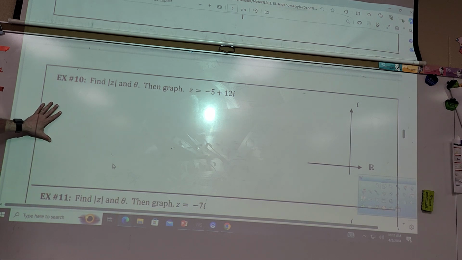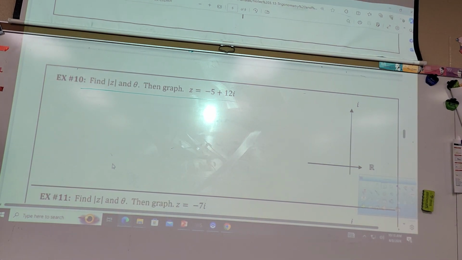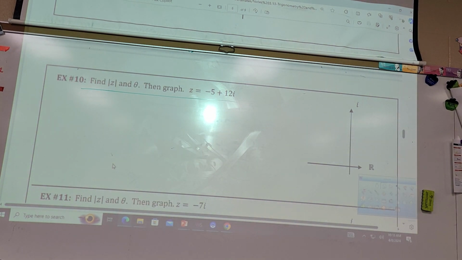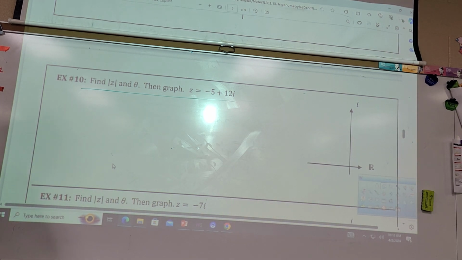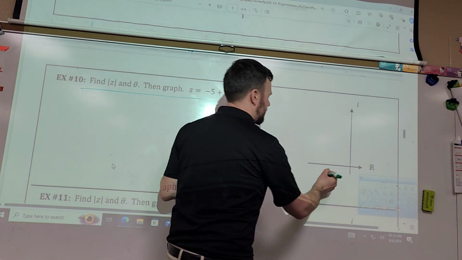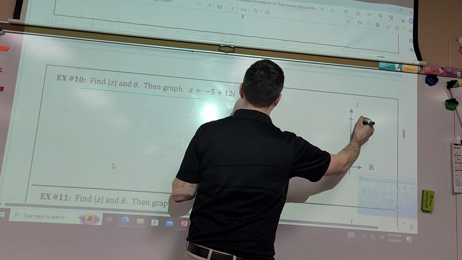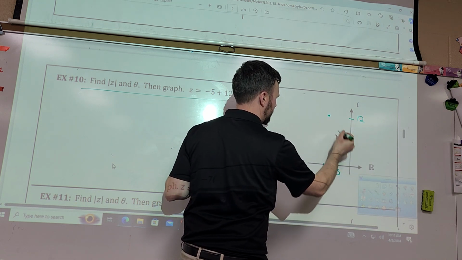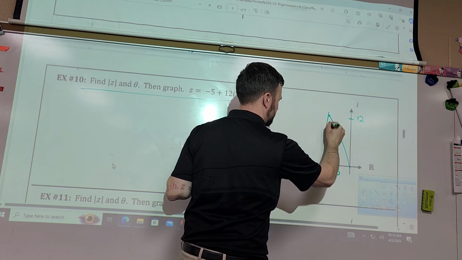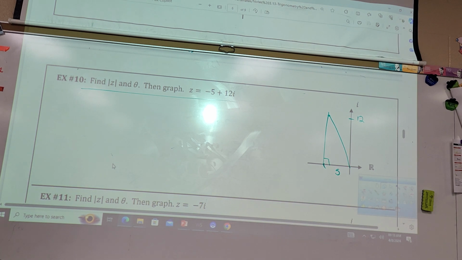Look at this. Imagine this problem. It looks scary, right? What if I told you I would graph it first? I'm going to graph it first. If I graph this, I go over 5, right? And I go up 12. I put a point there, right? Y'all agree with what I just did?